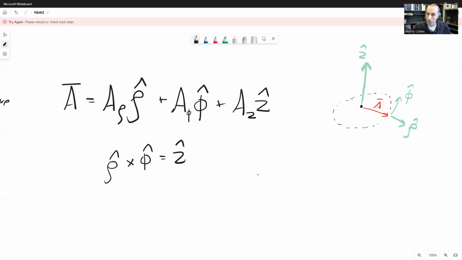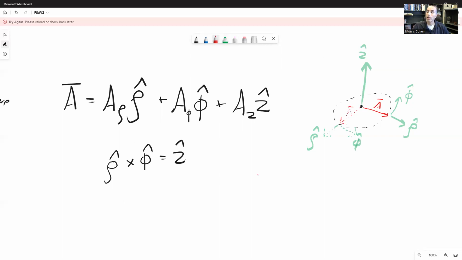But what has changed from the Cartesian coordinate system is that rho hat and phi hat are going to change as a function of A. Right? As A rotates around, if A rotates over here, now we have a new value of rho hat, like so. And we have a new value of phi hat, like so. And you can clearly see that rho hat is different in this new location of this new vector A that's rotated to the other side.